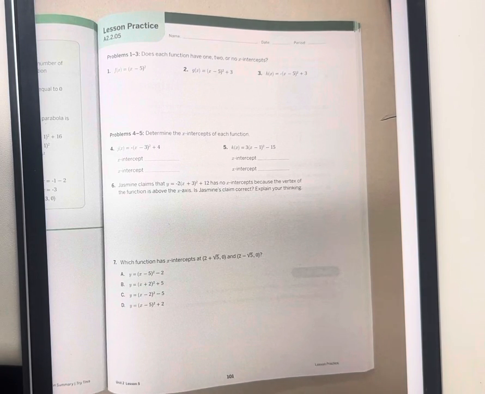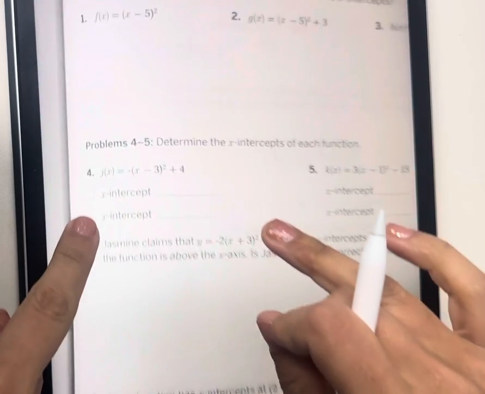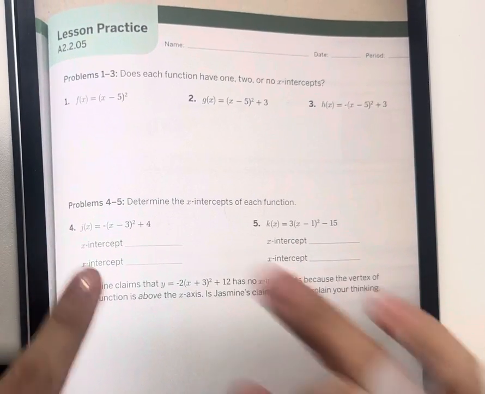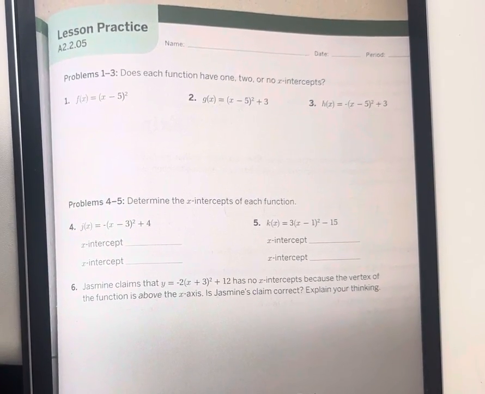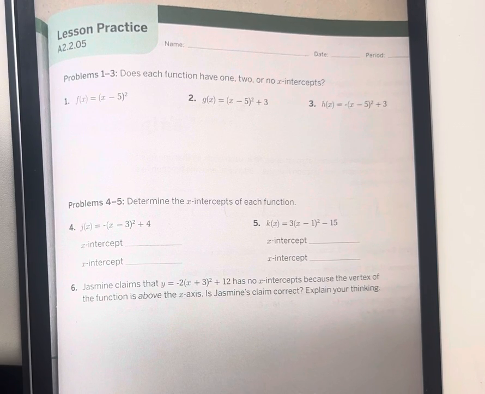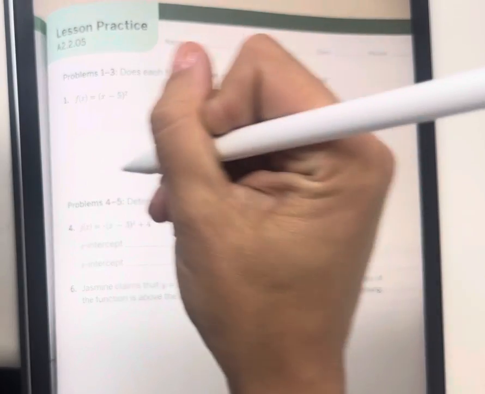Okay, so we're doing the 2-5 homework. It's up there, it's good. Okay, the first set of questions. Does the function have 1, 2, or no x-intercepts? Let's see, okay? I like to make a quick little sketch.